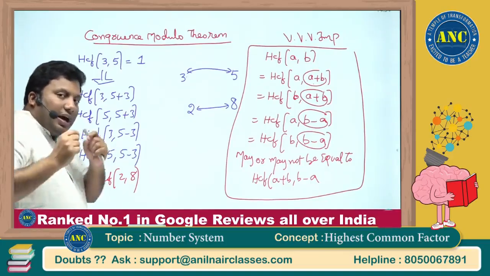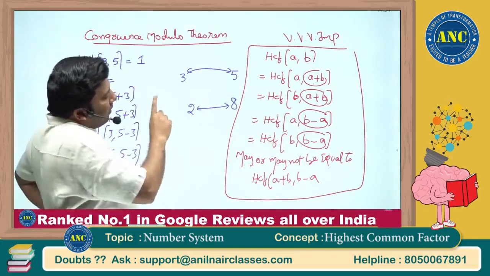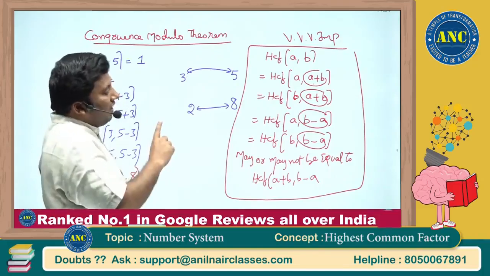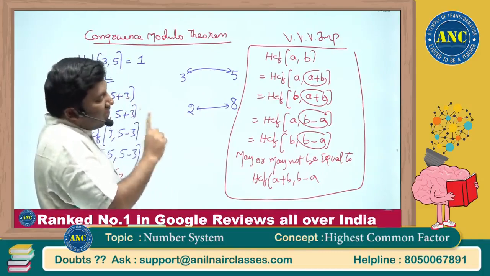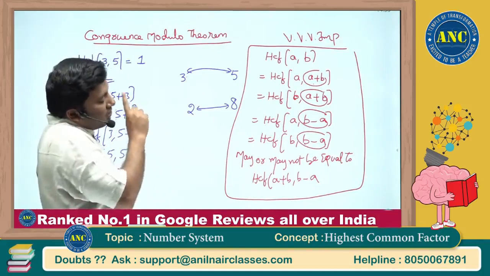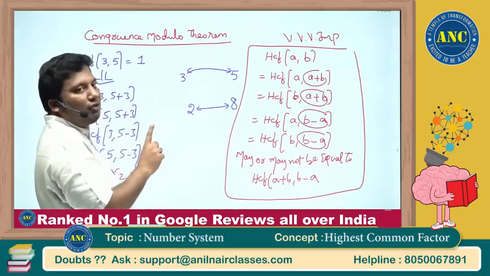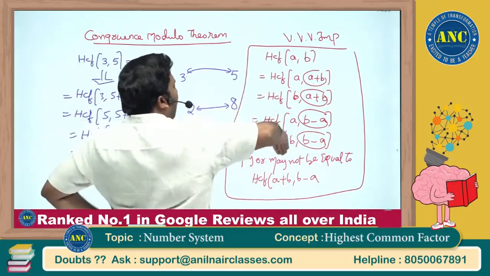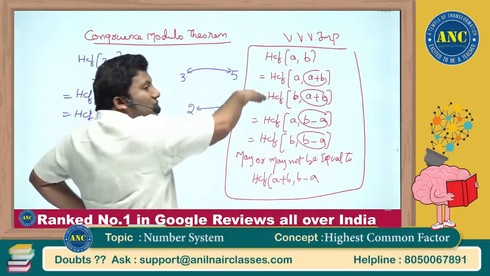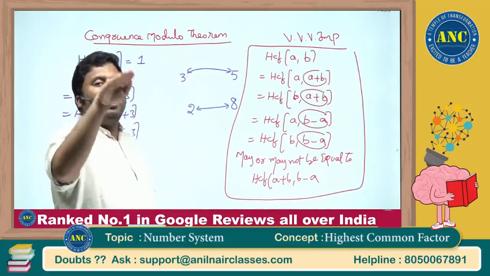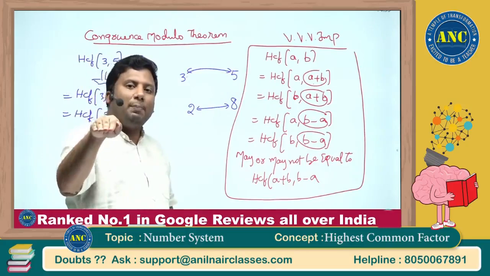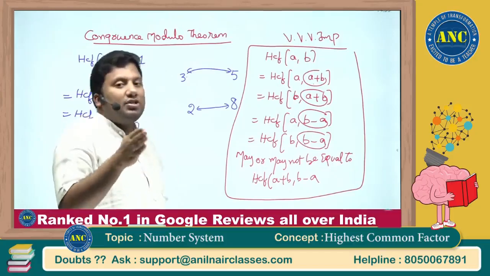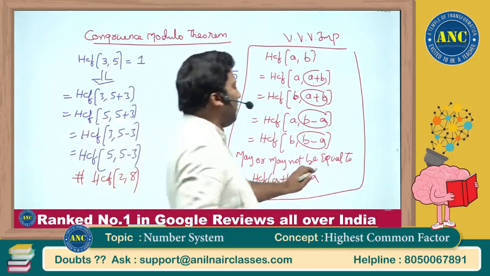HCF of A comma B. Again, I am repeating this statement. If you have to find the HCF of two numbers, you can do the HCF of an individual number with the addition of the two numbers, or with the subtraction of the two numbers. In all these cases, the HCF is unaffected. HCF does not change if I do HCF of A comma A plus B, B comma A plus B, A comma B minus A, B comma B minus A.